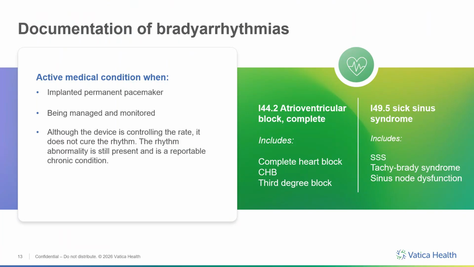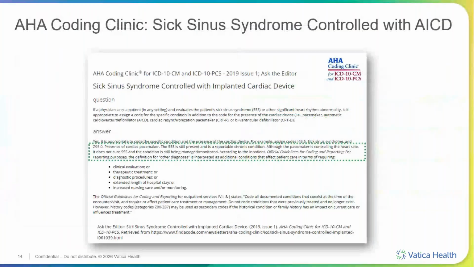One thing you can do is ask yourself, if the patient were to stop the medication or if the pacemaker were removed, would they probably have an exacerbation? And if the answer is yes, then the condition is considered active and should be documented. And this is a Coding Clinic reference that explains that it's appropriate to code the arrhythmia because the device is controlling the heart rate, but it doesn't cure the underlying condition.